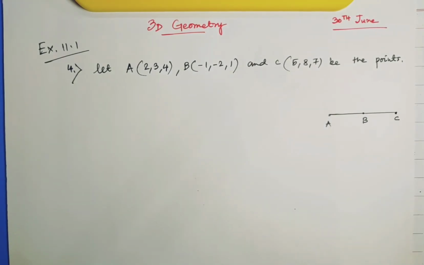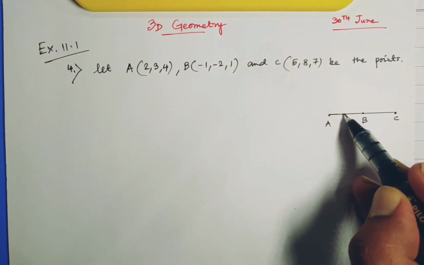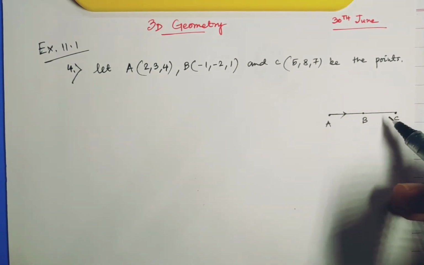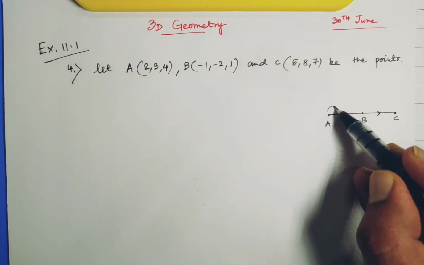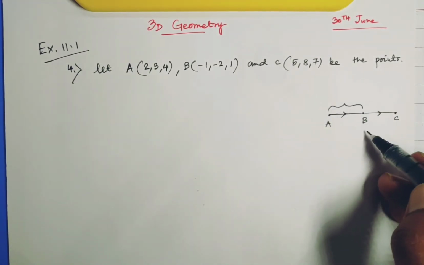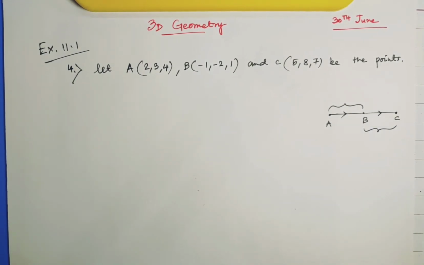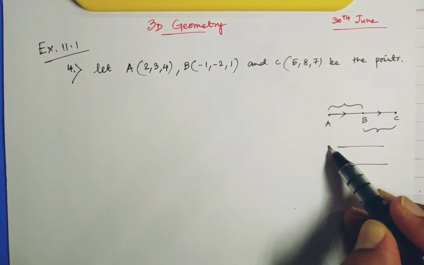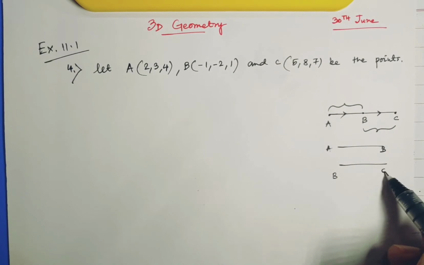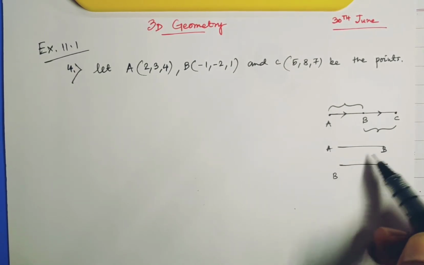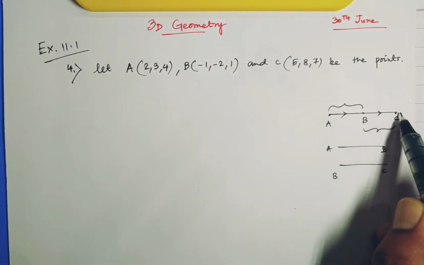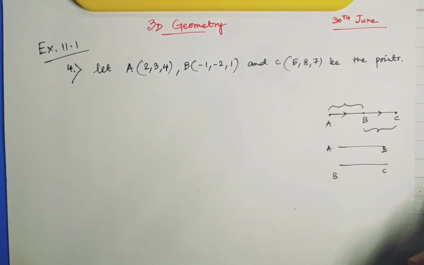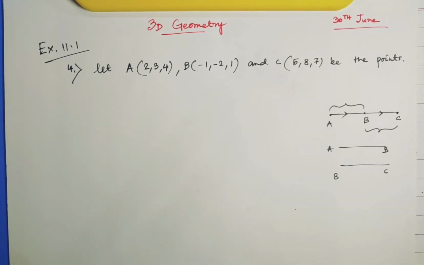Now how can I prove that they are collinear? First thing what I will do, I will find the direction ratio of AB. Then I will find the direction ratio of BC. Now if the direction ratio of AB is proportional to direction ratio of BC, then we can say that AB is parallel to BC. Now one thing, we cannot have AB parallel to BC like this, because the point B is common to both these lines, right? So this is the only way we can have AB and BC to be parallel. Clear? They have to lie in a single line. So that's why they have to be collinear.